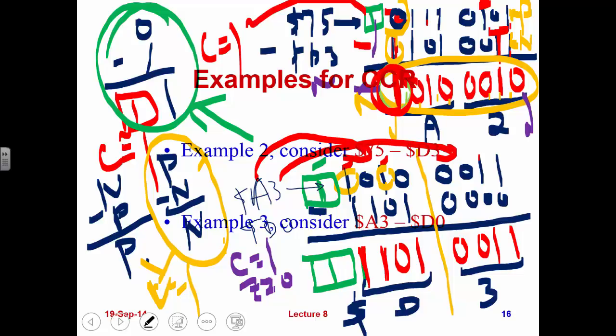Let's check N. N right here, we go. The leftmost bit of the number is 1 here. Let's make N to be 1. The leftmost bit is 1. That means this number is a negative number. Make N to be 1.